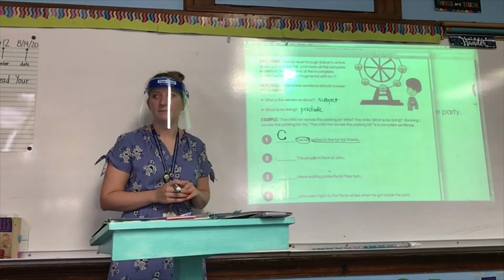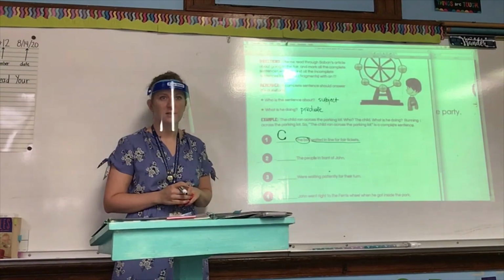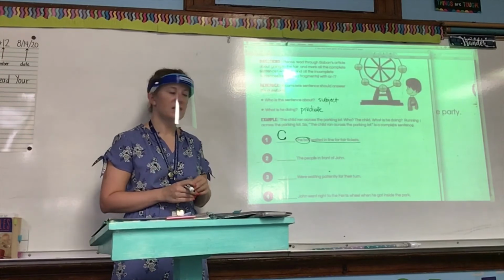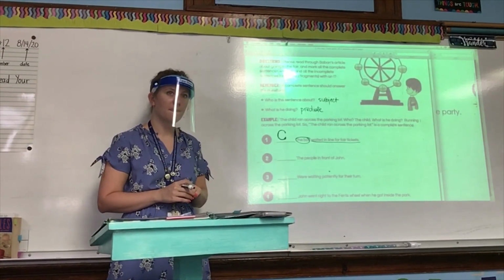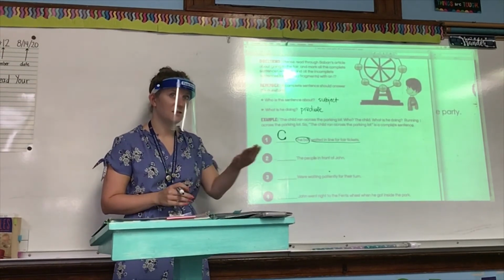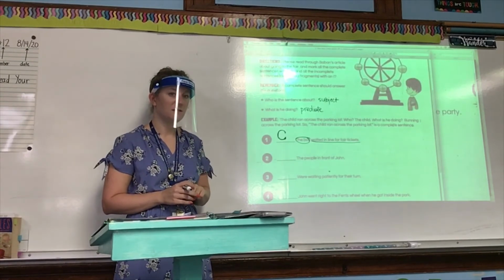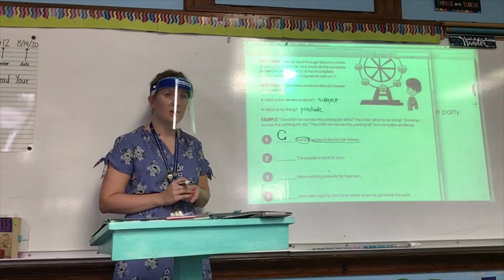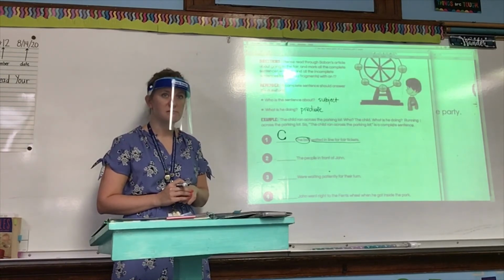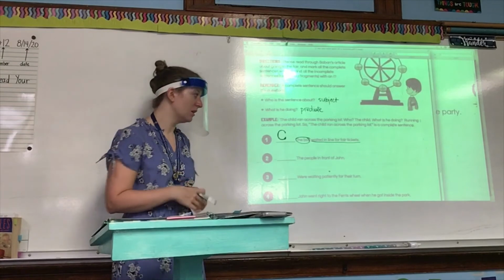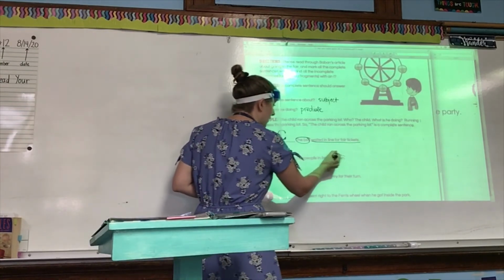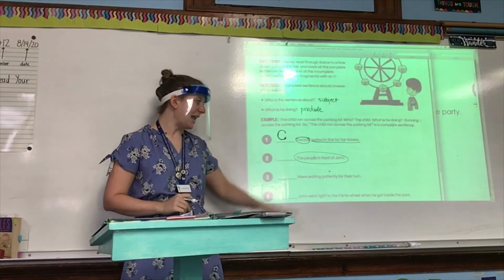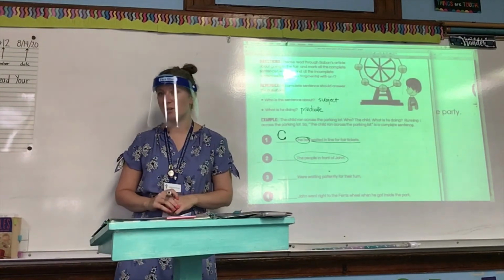The people in front of John. This one's a tricky one. Aaron, do you have an idea? Is it just the people? No. Does it say the people are in front of John? No. So that means the people in front of John is the subject. That's who it's about. It's not saying the people are in front of John.